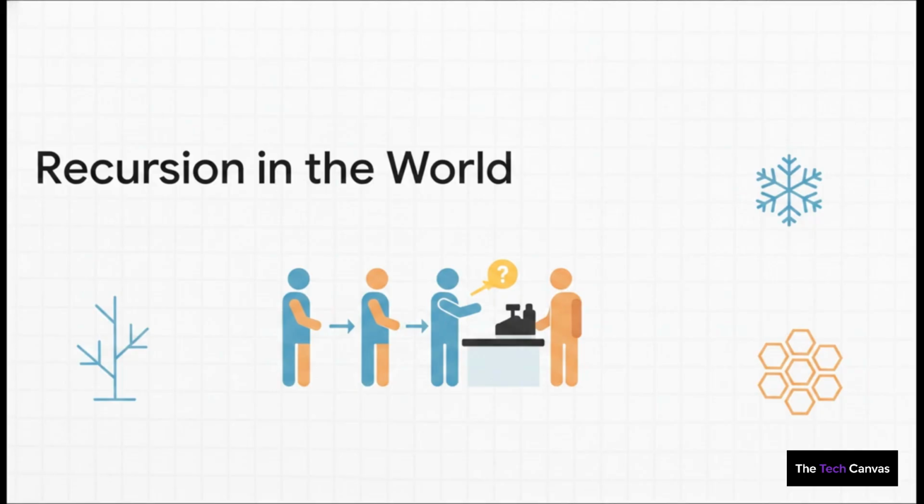This chain reaction keeps happening until the question reaches the very first person at the cash register. That person says, "I'm number 1," and passes the answer back down the line. The second person adds 1 and says, "I'm number 2," and it cascades all the way back to you. Figuring out your place by asking a smaller version of the exact same question? That is a perfect analogy for how recursive problem solving actually works.